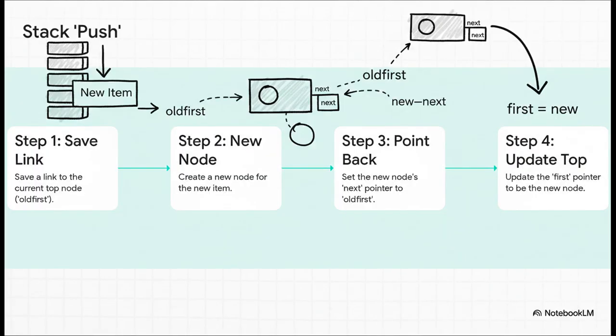Now, check out how elegantly a linked list handles the stack. To push, or add, a new item on top, you just make a new node, point it to whatever the old top was, and then just declare it the new top. It's this super quick, clean, four-step shuffle of just updating the links in the chain.